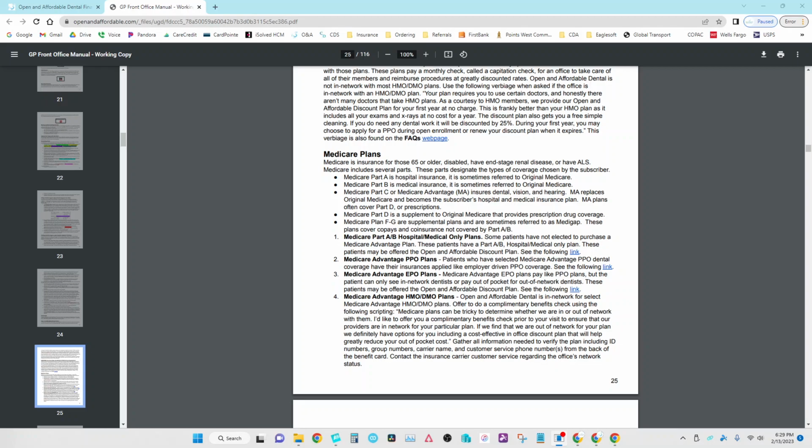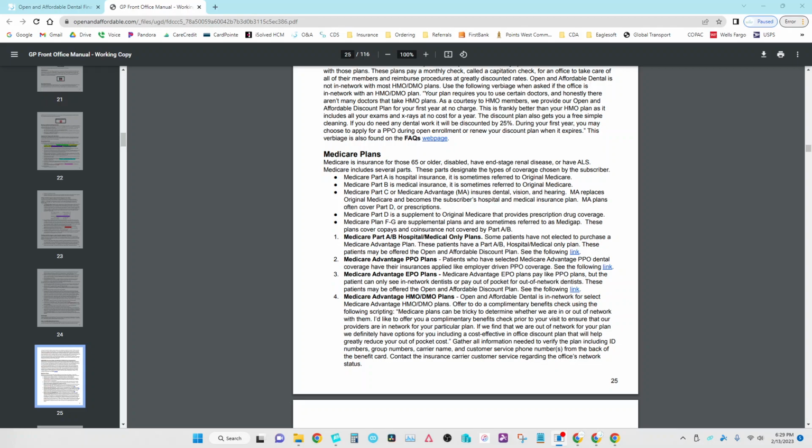So when someone comes in and they give you a Medicare card, it might show that it only has Part A and B and you can't find any dental coverage. Those patients most likely just have the original Medicare Part A and B, and that does not include a dental benefit. It's only their hospital and medical plan only.